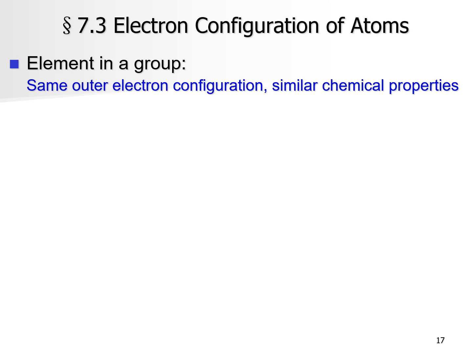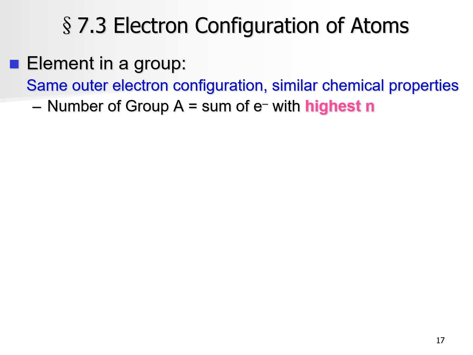So once we understand electron configuration and how electron configuration applies to the periodic table, a lot of things become crystal clear. For example, elements in the same group must have the same outer electron configuration, which results in similar chemical properties. And we also realize the number of the group A actually tells us how many electrons are in the principal shell with the highest n. And soon we'll find out the principal shell with the highest n is what we call the valence shell.